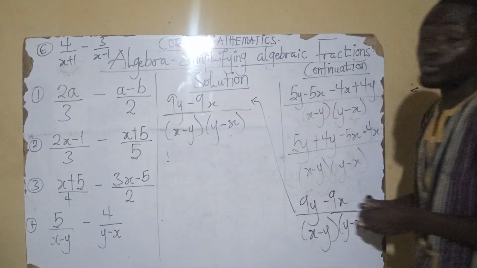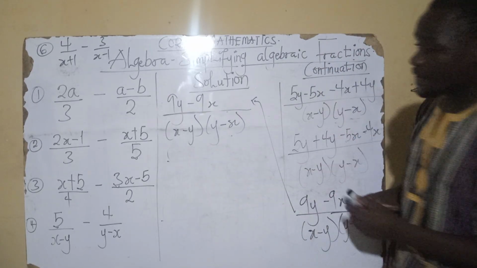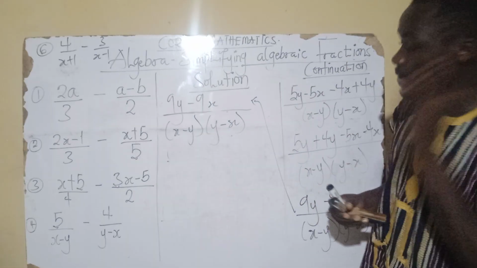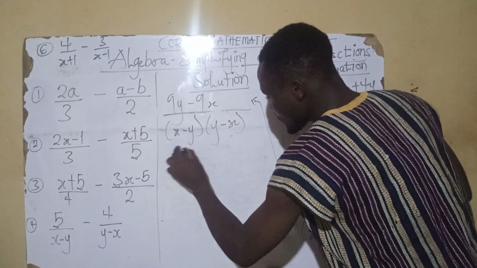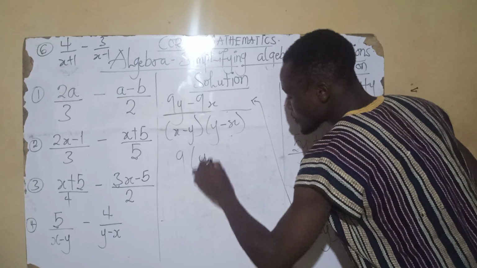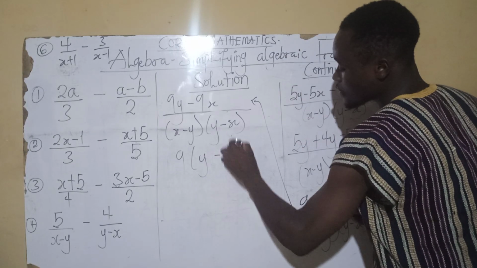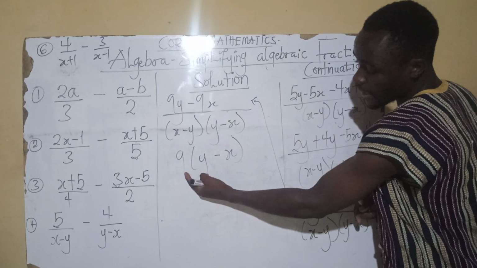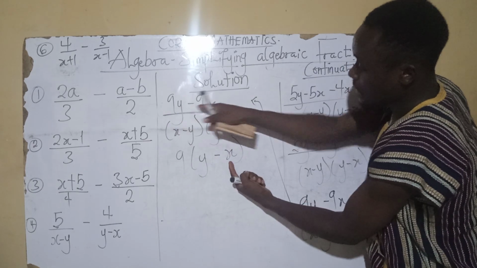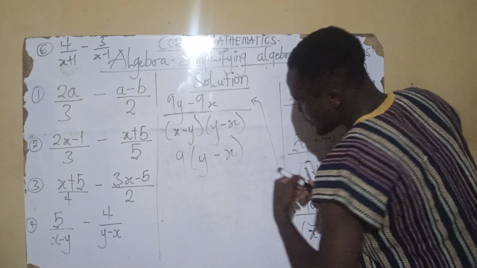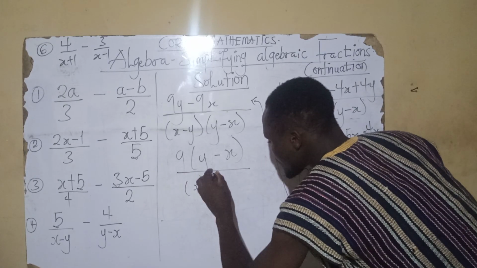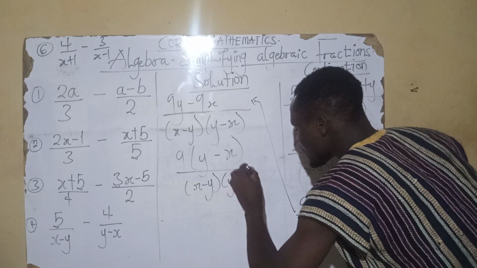I can do some small factorization over there, because looking at here there's 9, here there's 9, so I can factorize 9 out. Okay, so factorizing it out, I'm going to get 9 in the bracket, leaving behind y minus x. Because when I use the 9 to multiply, 9 times y, I'm going to get 9y, minus 9 times x, I'm going to get 9x. Okay, so here I have all over x minus y, y minus x.